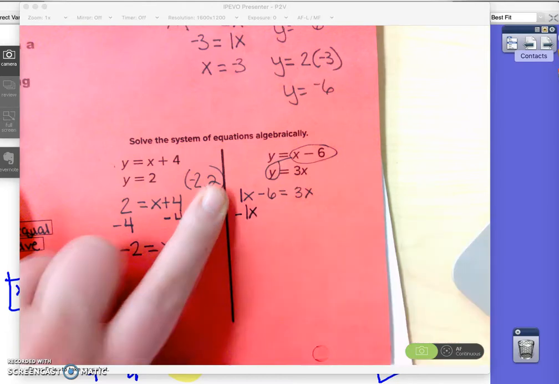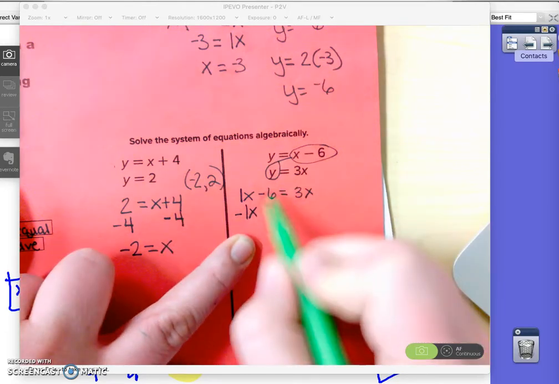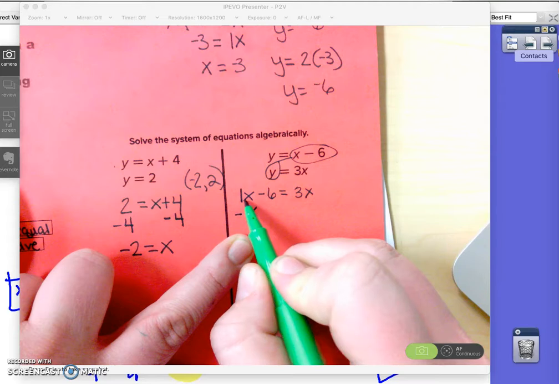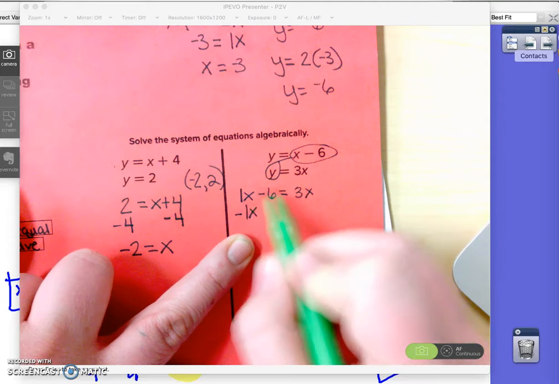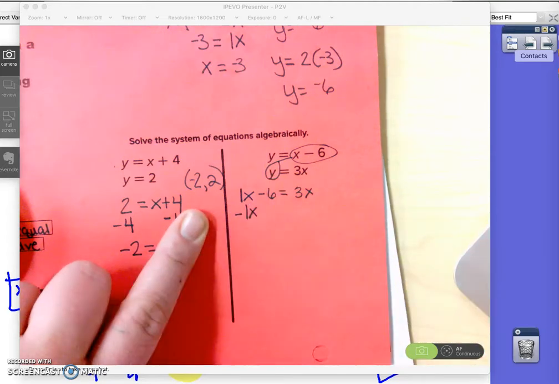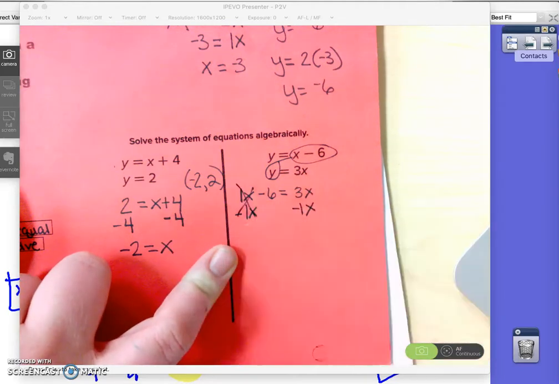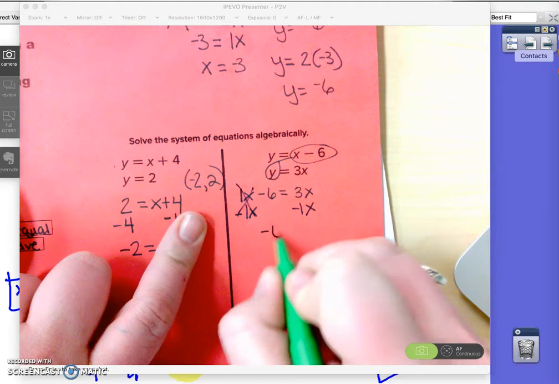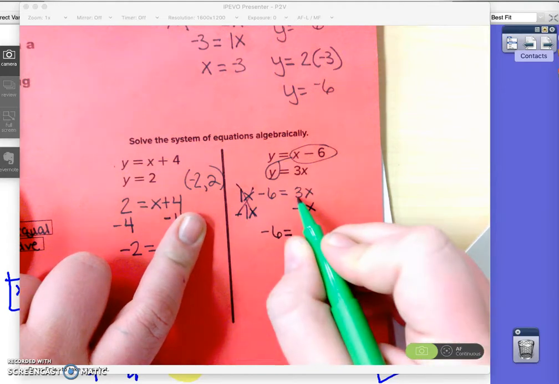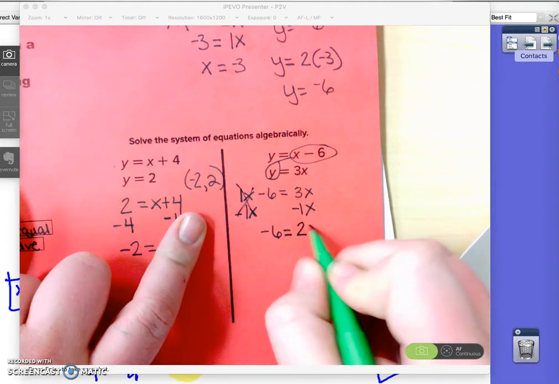I'm going to subtract the smaller one. And because here I have a variable and a constant, I want to keep that constant over there. I want to get all my variables to one side. So I'm going to subtract x. This goes away, becomes 0. I have negative 6 left equals, if I have 3 and I subtract 1, I have 2x left.